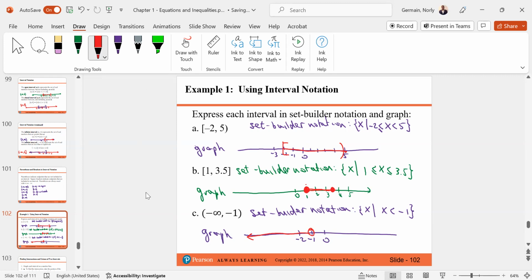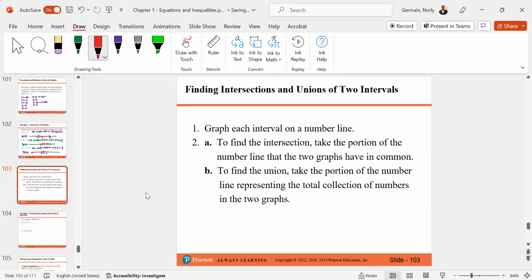But you know what? Intersections and unions are also important to understand how to deal with inequalities. Graph each interval on a number line because, in chapter P, the one we covered before, we learned how to find intersections and unions of sets.